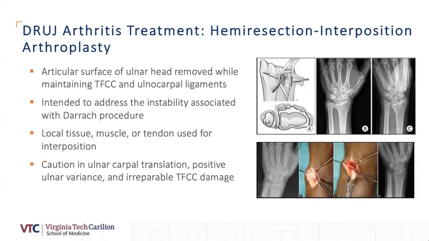A hemiresection interposition arthroplasty is similar to the DARA procedure, but the idea is that you are just resecting a smaller portion of that ulnar head. And the point of that is that you want to improve the instability that was often associated with the DARA procedure. Since you're removing a smaller segment, you maintain the TFCC and the ulnocarpal ligaments as well.